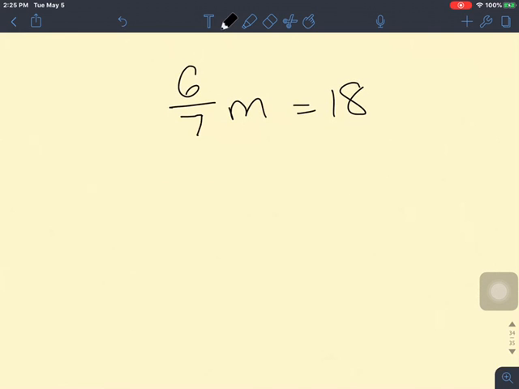What is the 6/7 doing to the m? We want to isolate m, right? We want m all by itself, and the problem is that we have 6/7 multiplying the m. And so you might say, oh yeah, Mr. Wallace has taught us that the inverse of multiplying by 6/7 is dividing by 6/7. Yes, but no. Yes and no. Let me show you a cool trick when you get to this stage.